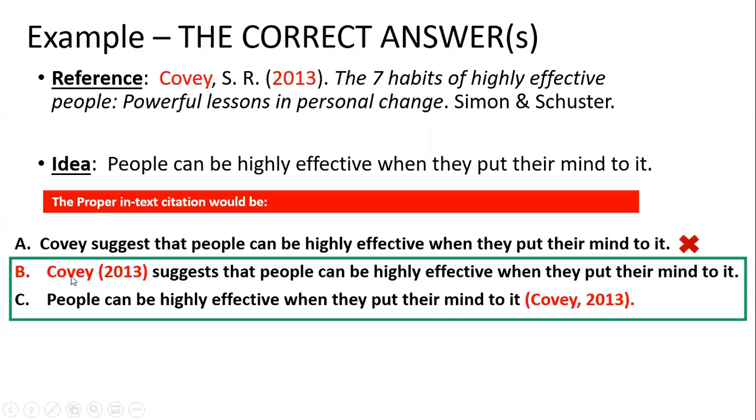For B, this is correct because this is the narrative format that we can use where we put the citation at the beginning of a sentence. In this case, Covey, 2013, suggests that people can be highly effective when they put their mind to it. In addition, C is also correct because in this case, we're putting the citation at the end of the sentence. But again, Covey 2013 is in parentheses followed by a period. Regardless of which one of these you're using, the key message here, folks, is you must have the author's last name and year at minimum, or else you don't have a citation, and therefore it's wrong.